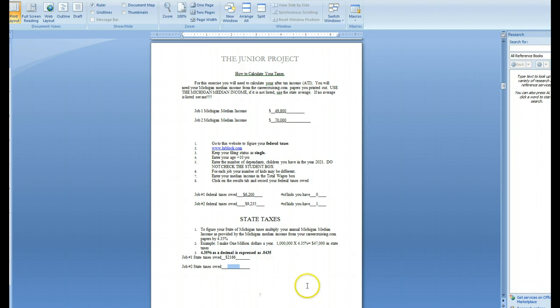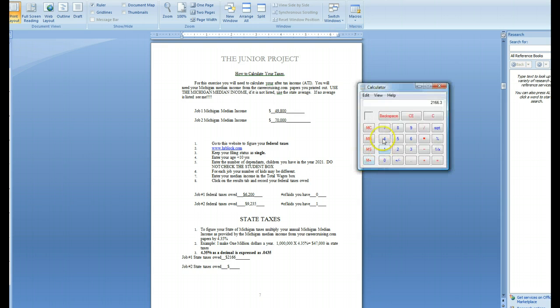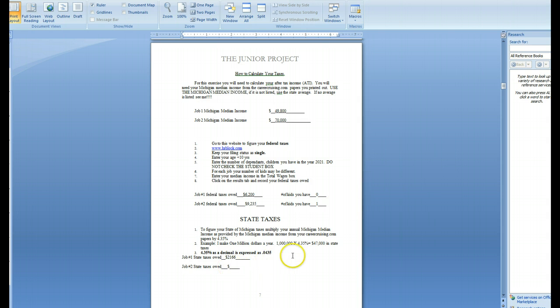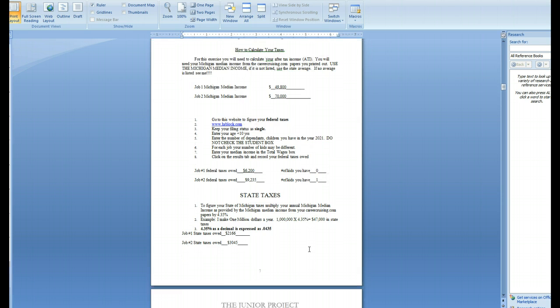Okay, all right, and so now go back to my calculator. I'm going to take 70,000. I'm going to multiply it by 0.0435, and it's 3,045. Okay, so those are my state taxes.